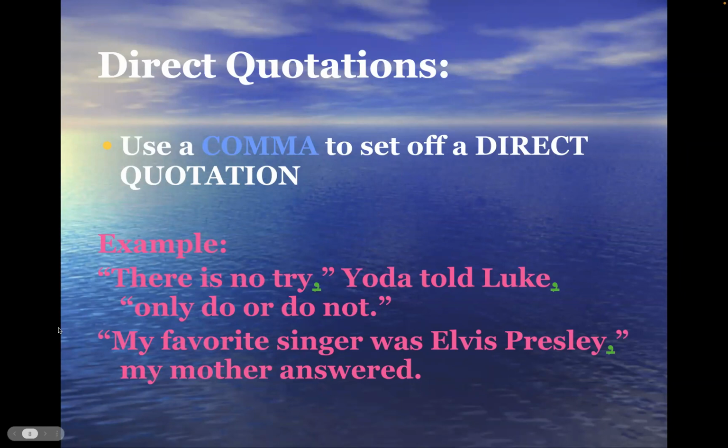So in the first example, we've talked about this quote before. Here's the beginning of my quote. There is no try, comma, it's tucked into the quotation mark. So it's inside there, nice and neat. Okay, comma, quotation mark, Yoda told Luke, comma, because here's another one, quotation mark, only do or do not. Okay, so I need a comma here at the end of the first break of the quote. This is the he said, she said, right? And you need a comma here because my quotation continues. So it needs to offset it.